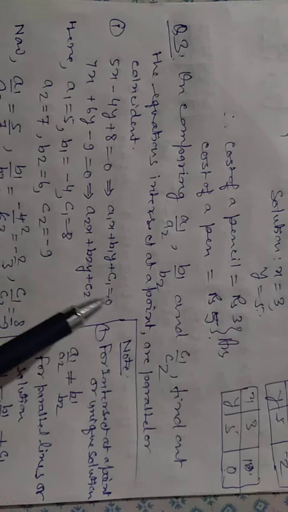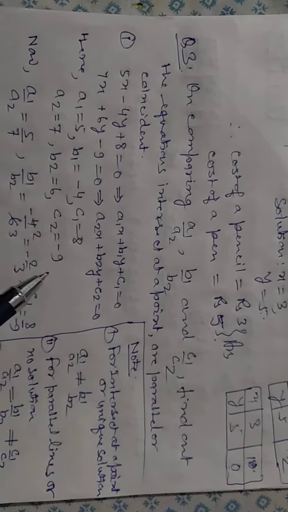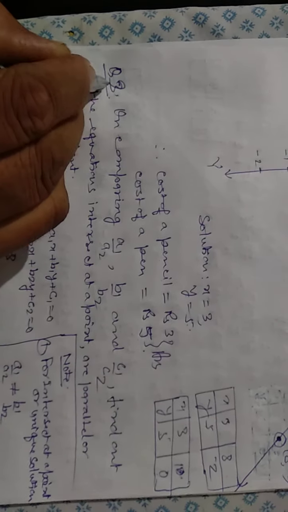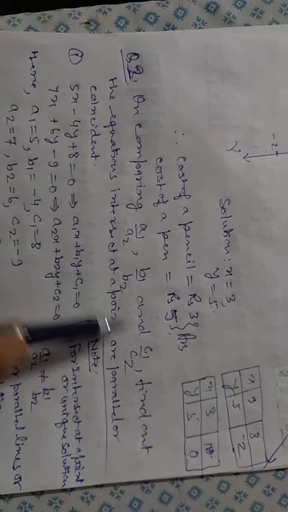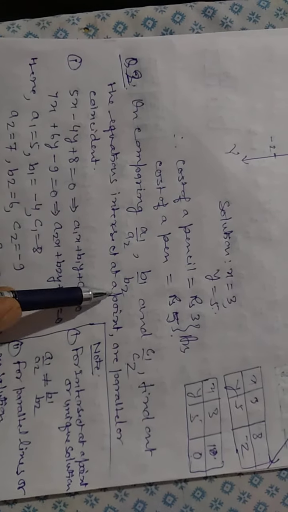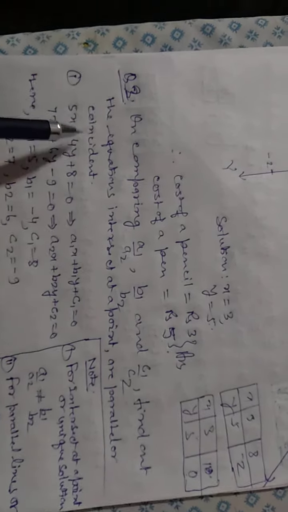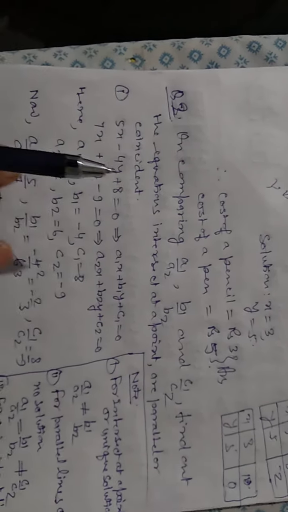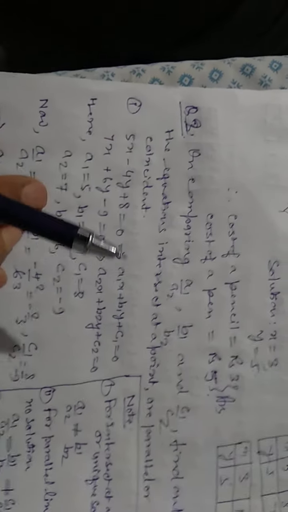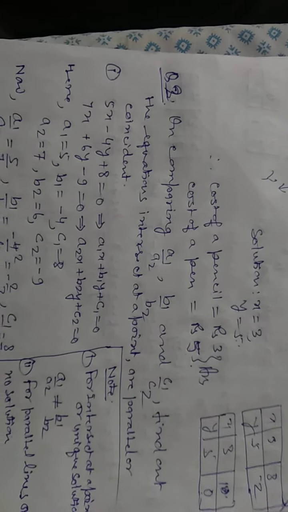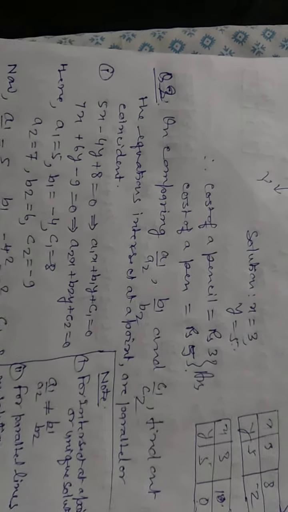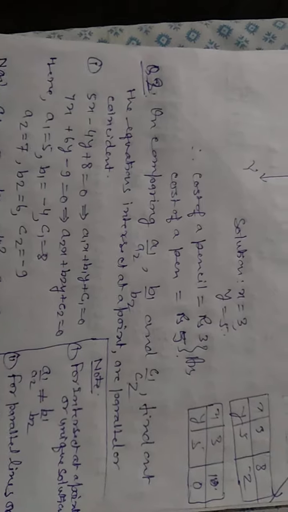Now question number 2. On comparing A1 by A2, B1 by B2 and C1 by C2, find out whether the equations intersect at a point, are parallel, or coincident. There are 3 questions in question 2. I am going to solve question number 1, and the remaining 2 questions you have to solve in the same way as I am doing this question.